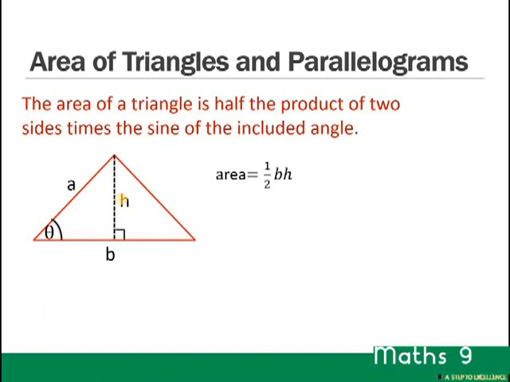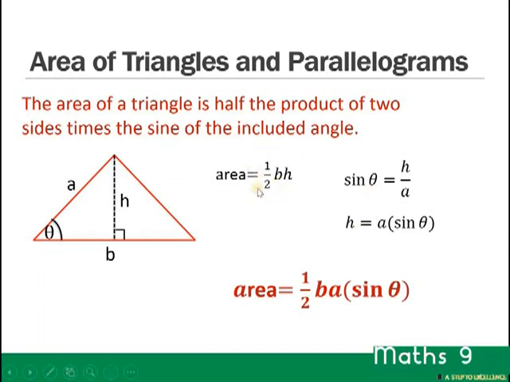The area we know is half times base times height, so half times b times h. So what we need to do is rewrite h in terms of a, b and θ. From trigonometry, sine of θ is the opposite over the hypotenuse, so h over a. So h is a times sine θ. So we can rewrite the area as a half times b times a sine θ. So it's a half times the product of the two sides times the sine of the included angle.